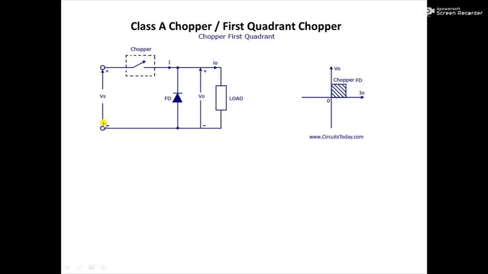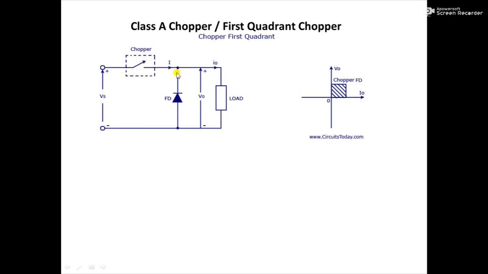It has the input DC supply voltage, the chopper switch, freewheeling diode, and the RL load, which is now taken simply as a load here, and the output voltage V0 will be taken across the load, which is also the voltage across the freewheeling diode. Now there are two cases to be considered here, the same two cases: when the chopper is on and when the chopper is off.